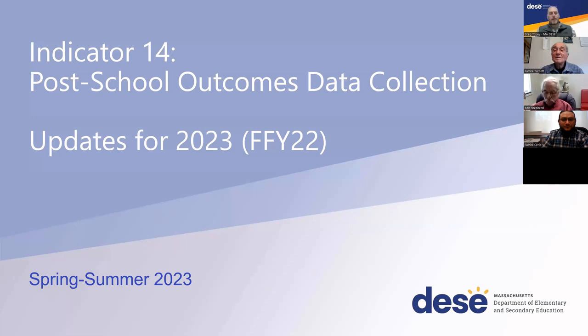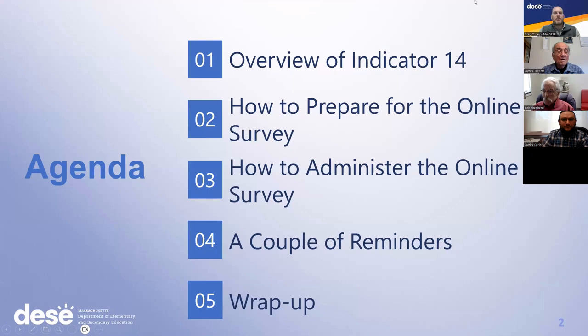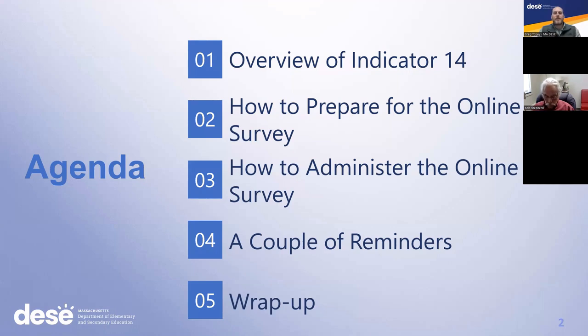Let's go over our agenda for this afternoon. Next slide, Bob. Thank you. So our agenda for this afternoon, we're going to go over a brief overview of Indicator 14 for those of you who may not be familiar with it, or to refamiliarize yourself with the requirements for Indicator 14. We will then go over how to prepare for the online survey, how to administer the online survey. We'll review a couple of reminders on how to improve response rate, and then we'll wrap up with some general Q&A. If you have any questions, please feel free to put them in the chat as we go along, and we will do our best to address them either on the spot or later on in the presentation during our Q&A session.